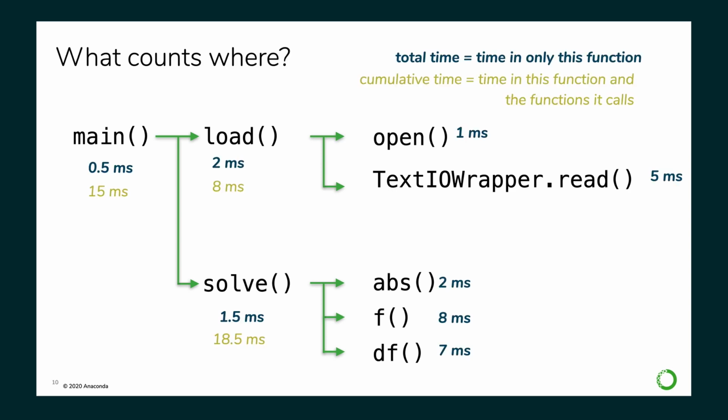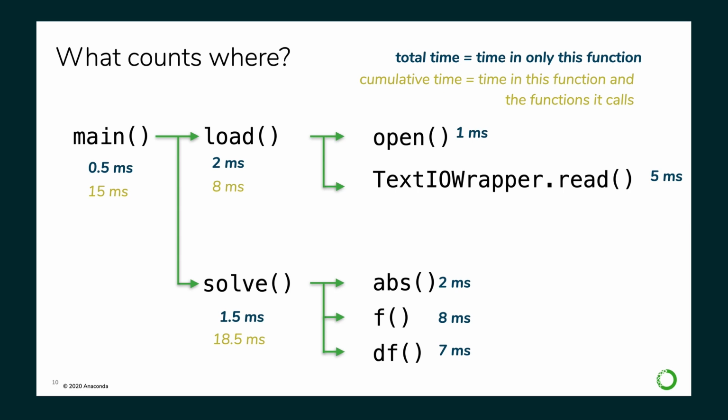Now, the terminology used in the Python profiler is total time and cumulative time. Total time is the time spent running the bytecodes of just this function and excluding any of the function calls that it makes. So in this simplified example, with made up times, we're pretending that open and read don't actually call subfunctions. In fact, they do, but we're not going to show them here. So we're going to say open takes a millisecond and read takes 5 milliseconds. When you roll that up, load might spend 2 milliseconds running its own bytecodes and then 8 milliseconds total because it includes the 6 milliseconds it took to run open and read.